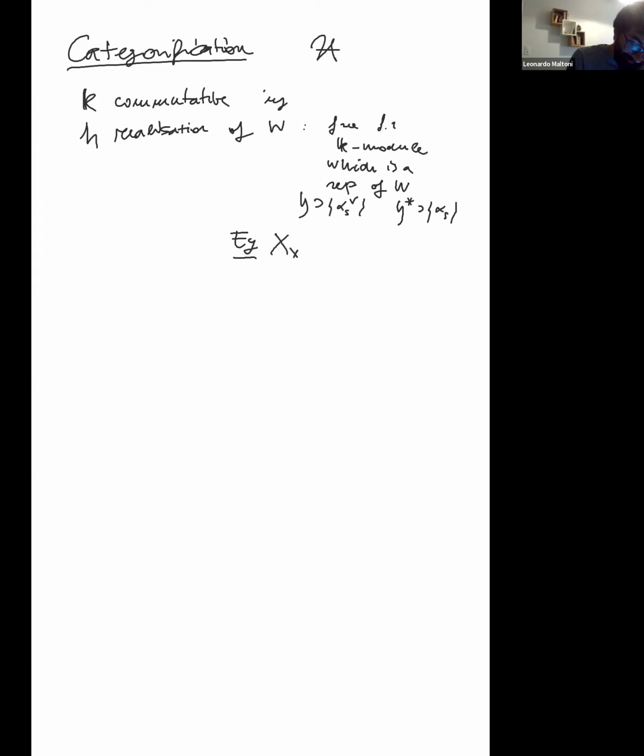So an example of this is actually the co-character lattice tensored with K, for the case of a Weyl group. And roots and coroots correspond to the usual roots and coroots in that case. Now, we also call R the symmetric algebra over H dual. And from this data, we construct a category.